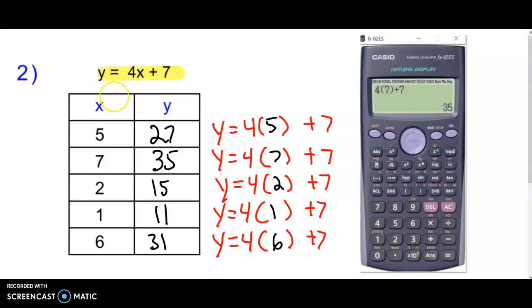Okay. So that is using the slope intercept, the y equals mx plus b form, plugging in your x, multiplying it times the slope if there is one, or just adding the number, and filling out a table.